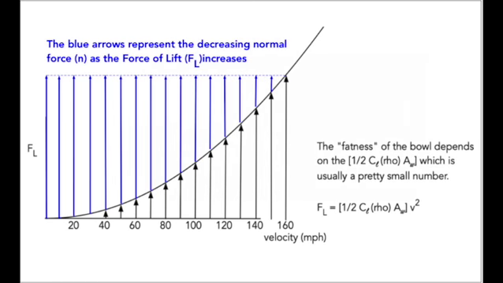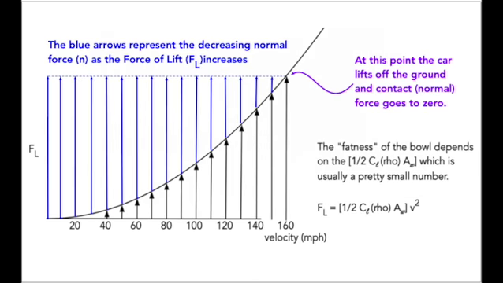As the force of lift goes up, the normal force goes down. So eventually, you get to 160 miles an hour, and that's the point at which the normal force goes to 0, and the car leaves the ground. For this particular car, that'd be enough. You see videos of cars actually leaving the ground at high speeds.